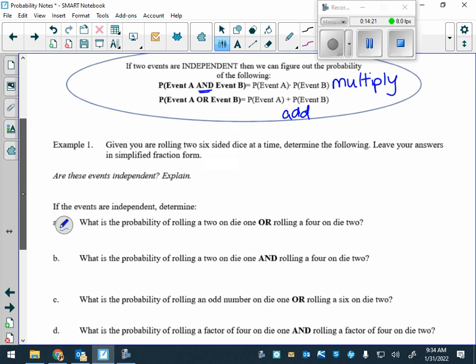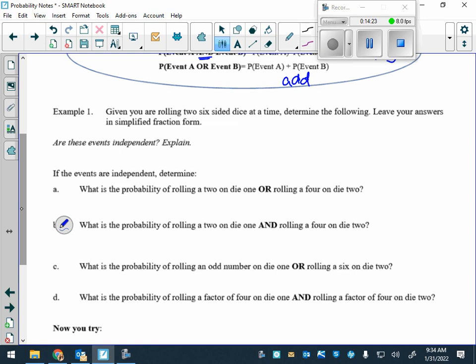So if we look at it this way, here's example 1. Given you are rolling 2 6-sided dice at a time, determine the following. Leave your answers in simplified fractions. So, rolling the first die and rolling the second, are they independent? Yes, they are. Why?